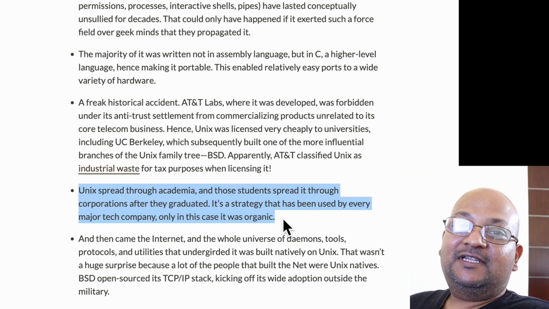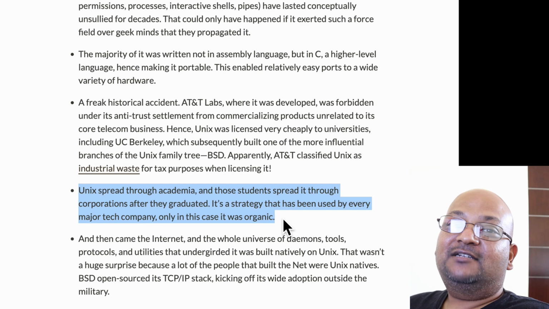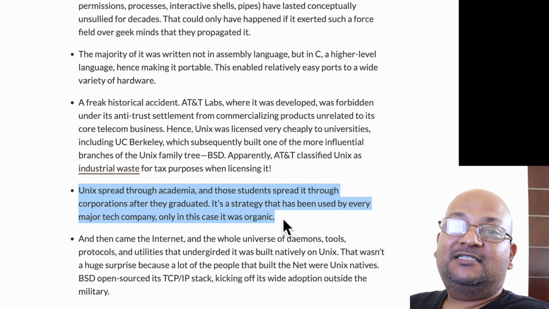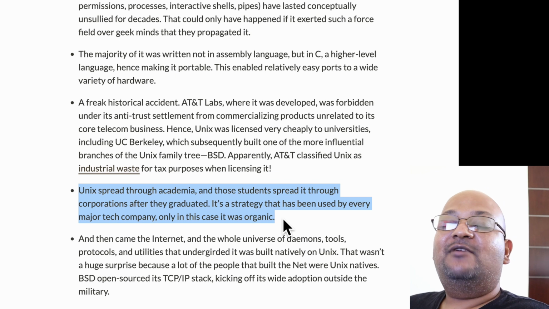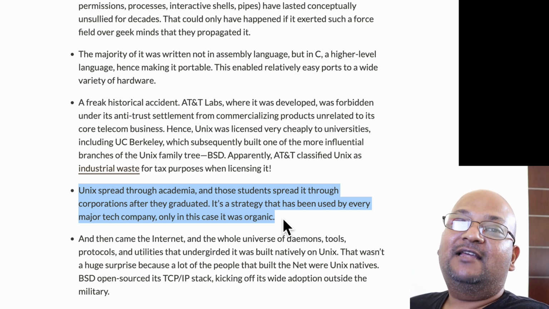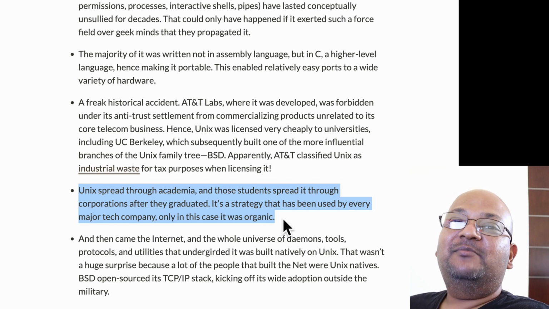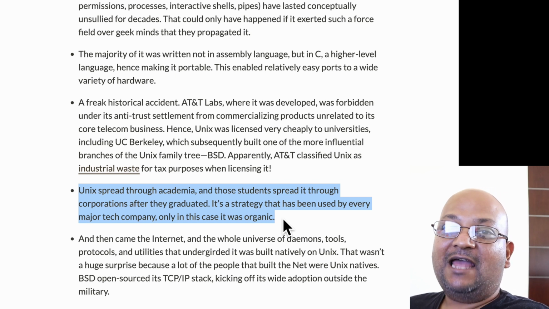And as a result of this, you had an entire generation of computer science students, both undergrads and grad students, as well as PhD students, that basically grew up on Unix. A lot of them did their dissertations, building stuff out on top of Unix. And so Unix really spread a lot through academia. And when all these people graduated, they wanted to keep working with Unix, and then they spread Unix in corporations. This is an old trick which every major tech company tries to do, except in this case, it happened organically.